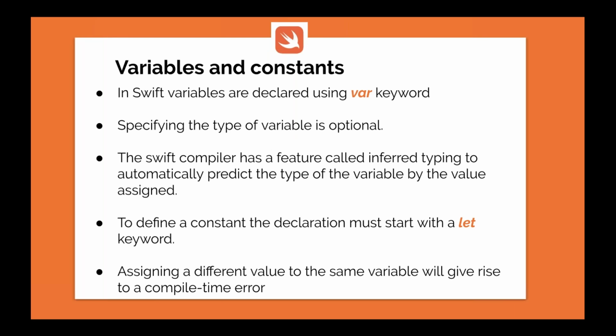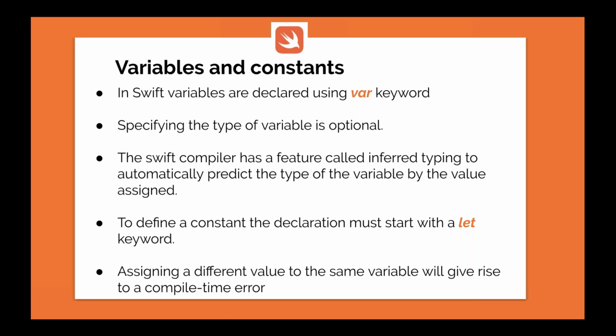And we were discussing variables and constants. In Swift, if you want to define a variable, you have to use the var keyword. If you want to create a constant, you have to use the let keyword. To create a variable, we need not specify any data type, because Swift has the ability to determine what type the variable is based on the value you assign.